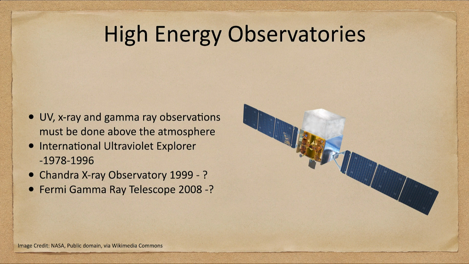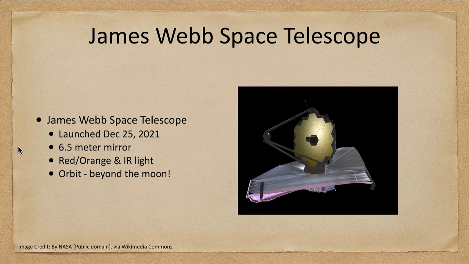Now, one other space telescope to look at that has been launched is the James Webb Space Telescope, launched December 25th of 2021. This is much bigger than Hubble, a 6.5 meter mirror as compared to the 2.4 meter mirror of Hubble. It looks at the universe in red and orange visible light and infrared light. So it can't see the entire spectrum. It looks primarily at the longer wavelengths of red and orange and infrared.